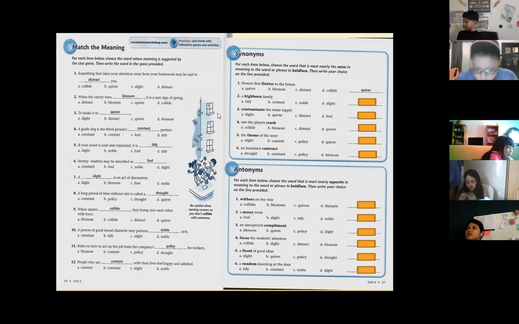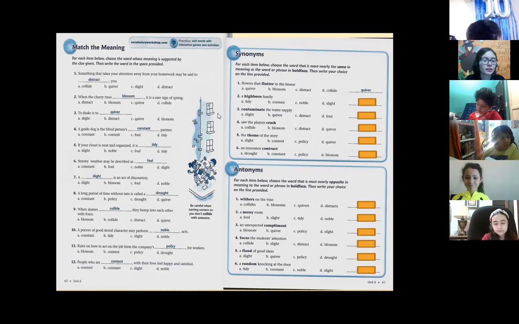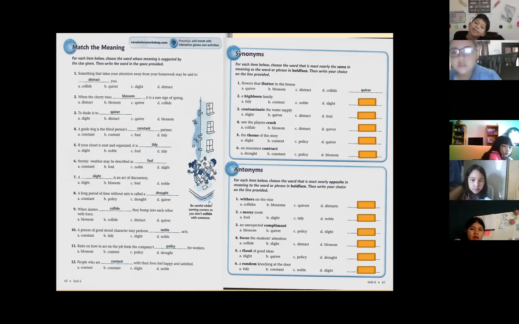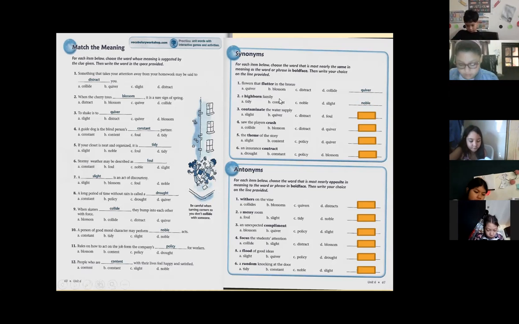They are shaking. They are like nervous, but they are not people, so they cannot be nervous. If you go to quiver and you look at the synonyms, you are going to find out that one synonym for quiver is to flutter. Did you find out, class? Right. What about number two? A highborn family. Noble. It's a noble family.